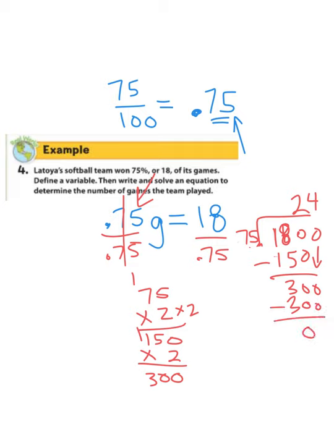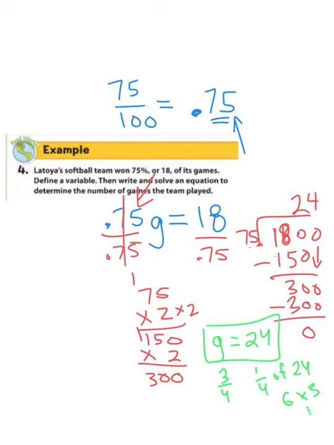So therefore, let me change the color on this. The number of games was 24. All right, let's do a little bit of mental math to check this, okay? 75% is like 3/4, okay? If I had 1/4 of 24, that's going to be 6. But I don't have 1/4, I have 3/4. So 6 times 3 is equal to 18. And that's exactly what they gave us.